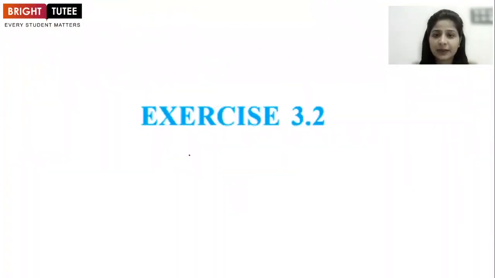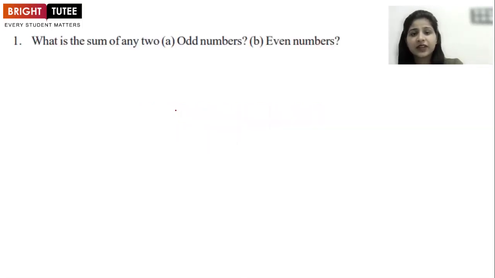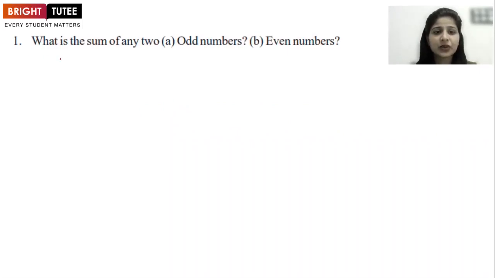As we have discussed prime numbers and composite numbers, now we are going to practice the same concept using some questions. So here are the questions. As you can see, the first one is a very simple question. It is asking you what is the sum of any two odd numbers.